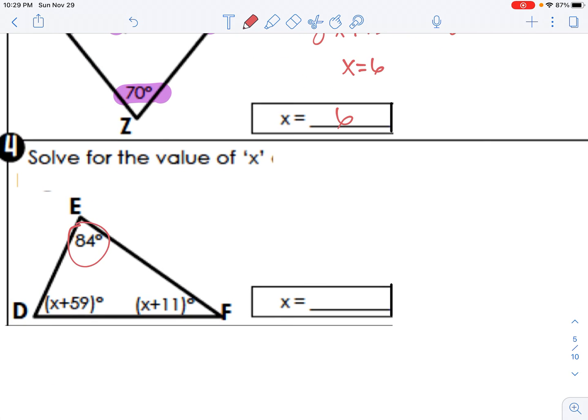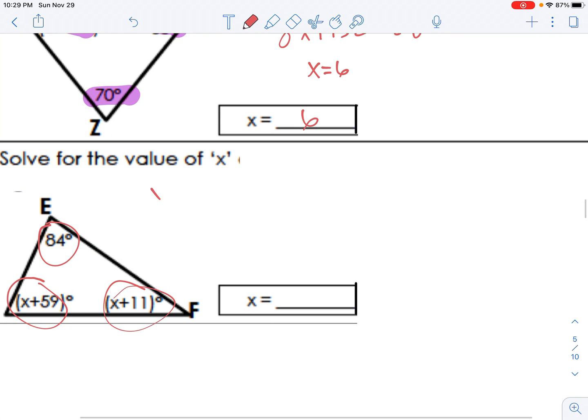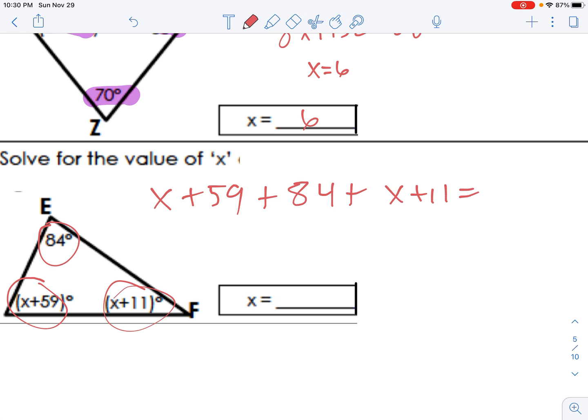All right, you guys try this one out. Remember, take the three parts, add them together and equal 180. So why don't you go ahead, pause the video, try this one out. Okay, so we're going to take the three angles they give us, add them together, and equal it to 180.